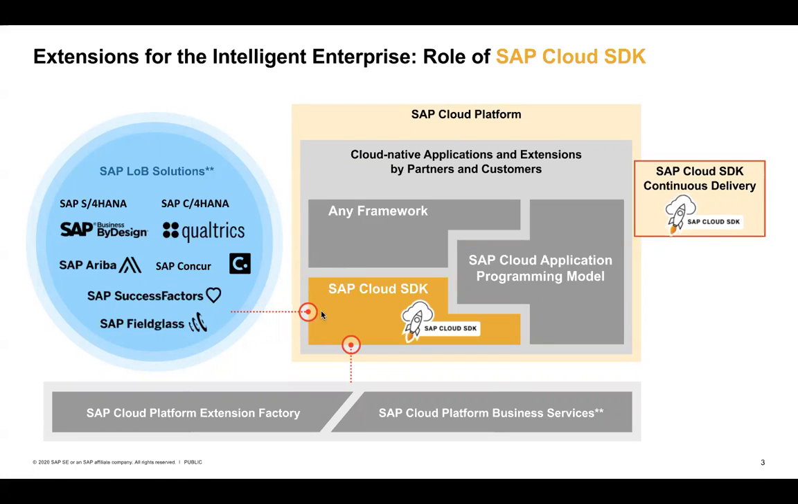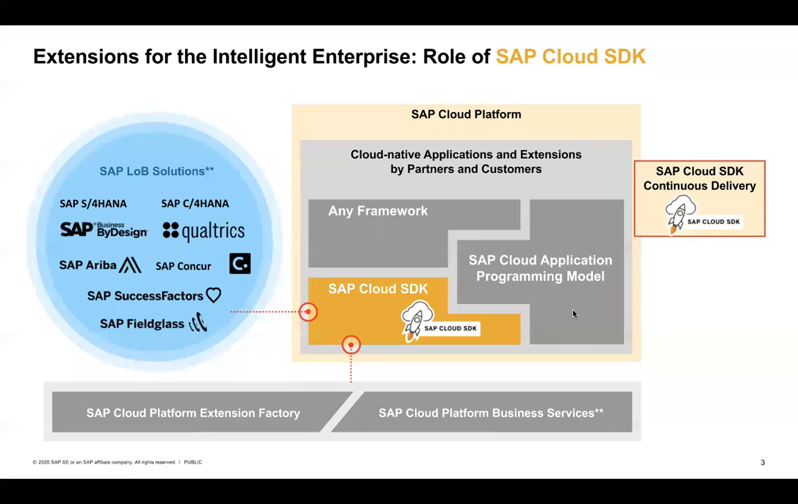This is the first functionality that the SAP Cloud SDK supports, which is the bridge to the left. It allows cloud-native applications to talk to SAP solutions in a very lightweight manner, using, for example, OData or REST APIs. If we have a look down, we see the SAP Cloud Platform extension factory and business services, and also a bridge leading from the cloud-native application to the bottom, which means that the Cloud SDK also makes it easier to consume SAP Cloud Platform services too.